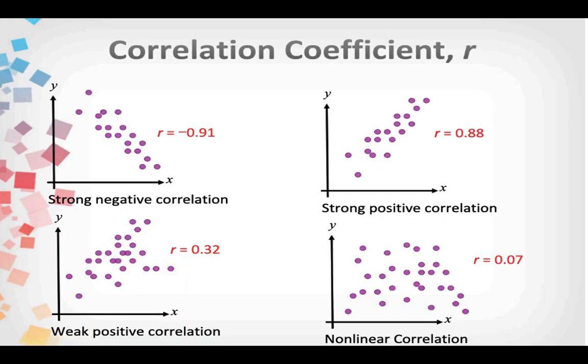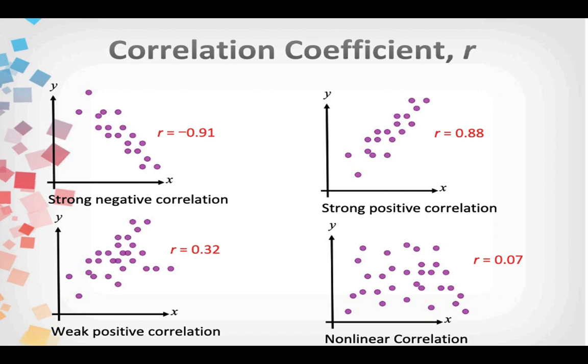Here are some examples of the correlation coefficient. As I told, if it is near minus 1, it will be a strong negative correlation, like minus 0.91, which is just 0.09 away from minus 1. And for a strong positive correlation, we can consider 0.88 or 0.9, because it is near 1, so it is called a strong positive relationship.